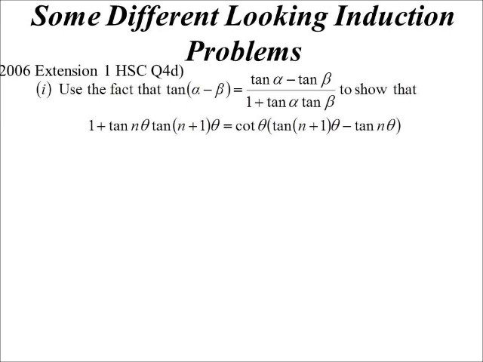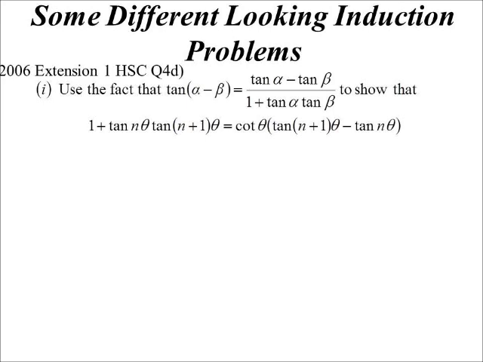Although they gave us a bit of a hint, we're going to use our difference of two angles formula with tan to show this lovely expression of 1 plus tan n theta tan n plus 1 theta is equal to the cotan. Oh, hang on, where'd cotan come from? And then tan n plus 1 and tan n. So I guess when I first looked at this one, I thought, well, how in the heck am I going to use that formula to get this result?